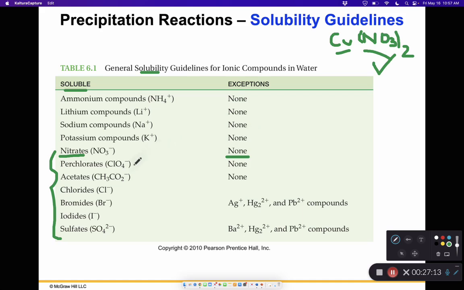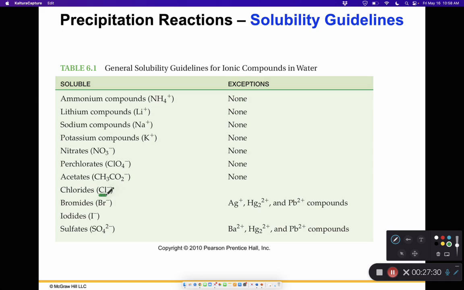Similarly, if you have a compound that has a perchlorate or acetate, then all of them are always soluble in water. There is no exception. Now, let's move on. What if your anion is chloride, bromide, or iodide? All of them are from the same column, so you can remember one and use it similarly for the others. Chloride, bromide, and iodide compounds are always soluble in water, but these have exceptions, so you need to remember them.